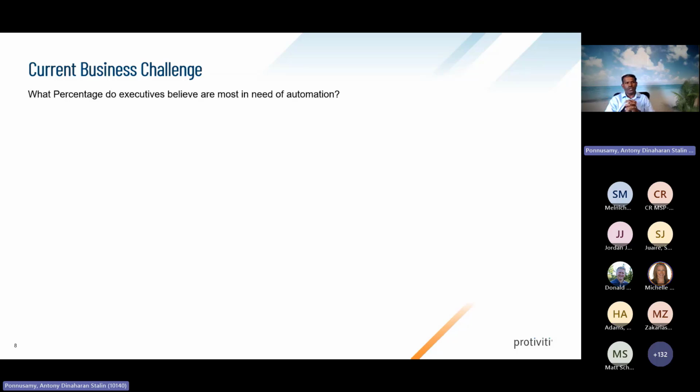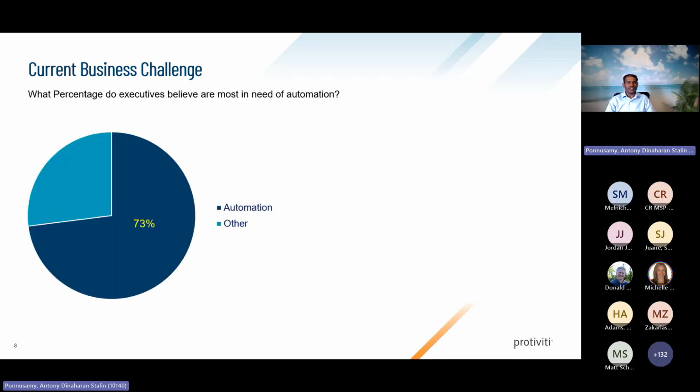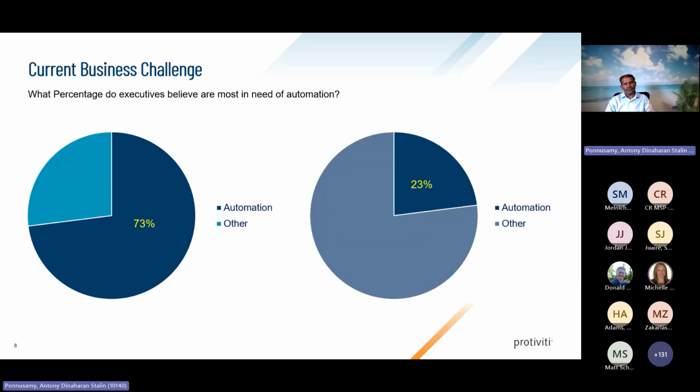This is a poll. What percentage of executives believe they most need automation? Executives always think about automation so that the business can grow easily, right? Generally, their expectation is that 73% of executives think they need to automate more systems. But in reality, only 22% are able to do that. That's where RPA comes into place.